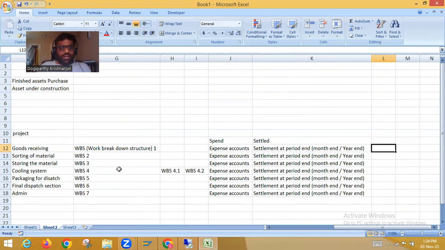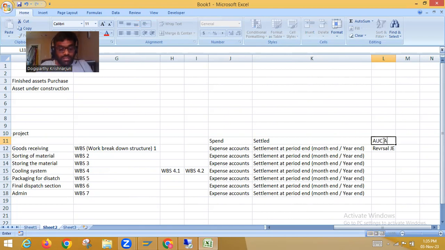However, if the work breakdown structure achievement is not completely done, but at the month end, the amount that was spent for this work breakdown structure will be settled to the balance sheet through a reversal journal entry. So which means only for the sake of month end, the expense is taken out from the P&L account and parked in the balance sheet so that it can be shown under the asset section of the balance sheet. And immediately after the month end closing is done, the journal entry will get reversed, and this will go back to the P&L again. So by the next month end, if the work breakdown structure spend is completely achieved, then this is fully settled to the asset under construction account.